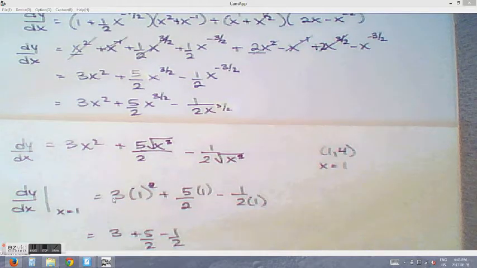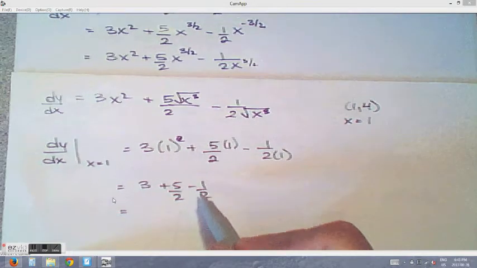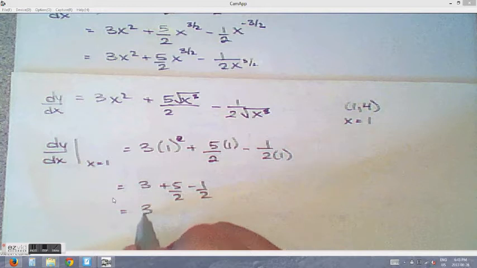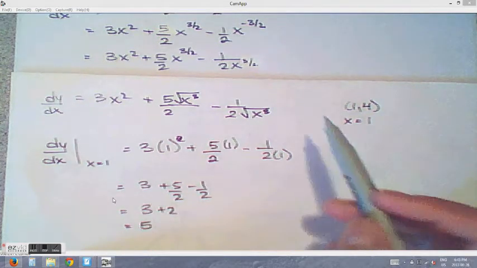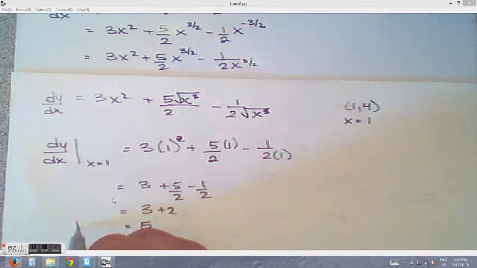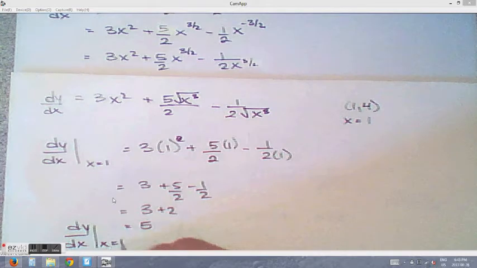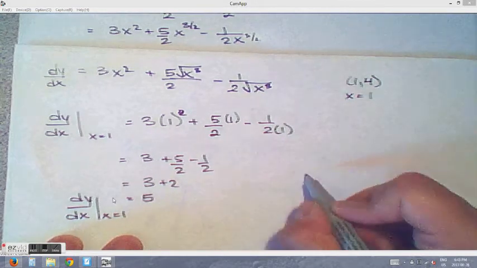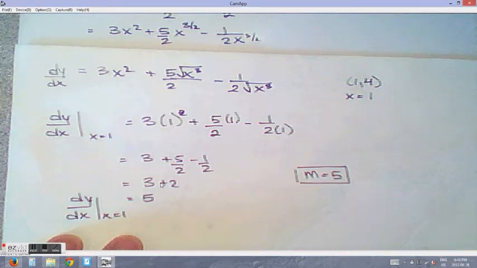So 5/2 minus 1/2 is 4/2, which is just 2. So 3 plus 2 is equal to 5. And then dy by dx for x equal to 1 is equal to 5. That means that our slope is equal to 5 at that point.